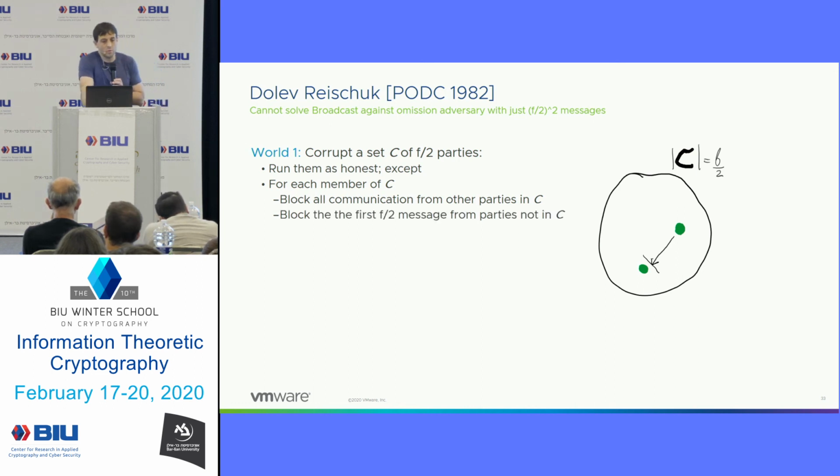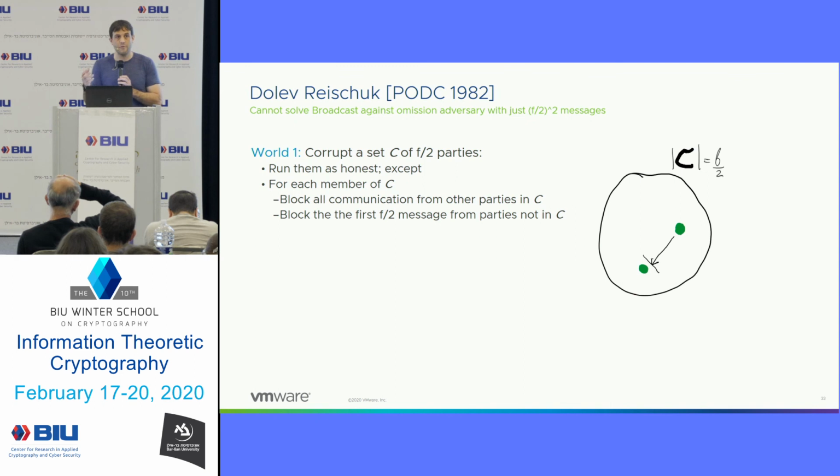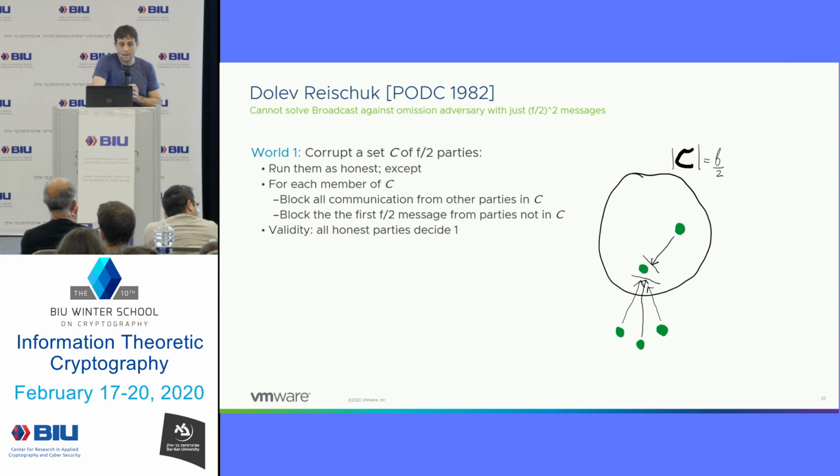And the next thing we're going to do is, for every member in C, block the first f over 2 messages it receives from outside. So we look at the first f over 2 messages that arrive at a party inside C from parties outside of C, and we will block those messages. Here are these 3 parties sending messages to this node in the middle. If these are the first f over 2, then we block them. The remaining messages we will accept. So this is what we'll do. Let's assume that we start with initial input 1, and every honest party decides 1.